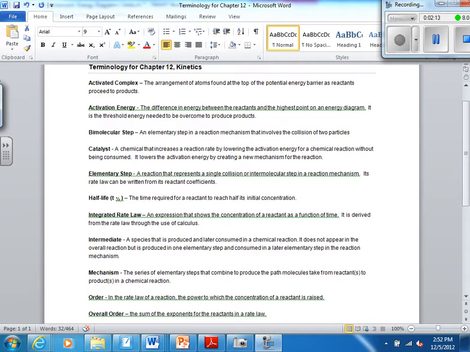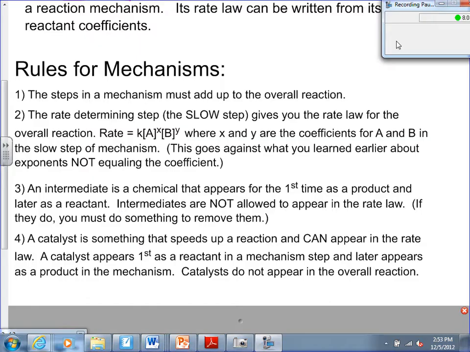But I do want to point out, I put on the screen the terminology for Chapter 12. You should have printed this out already. And real quick, catalyst is in there, as is intermediate. So again, you might want to look at your sheets. We've got mechanisms in there, and several different items that we will be going over today.